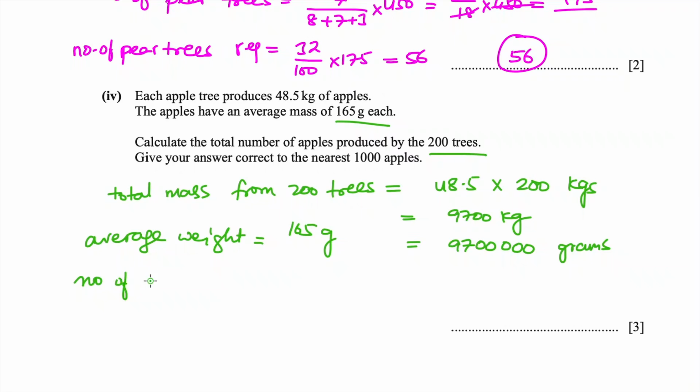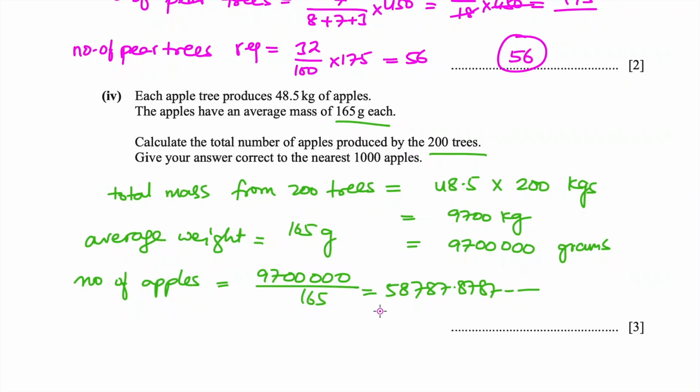So therefore the number of apples is the total weight, which is 97,000,000 divided by 165, and this value is equal to 58787.8787 and so on. So these are the number of apples, around 58,800. So we need to cut it to nearly 1000 apples. Since 7 is greater than 5, 8 will become 9, and all the others after this cutting point will become 0. So this is nothing but 59,000.